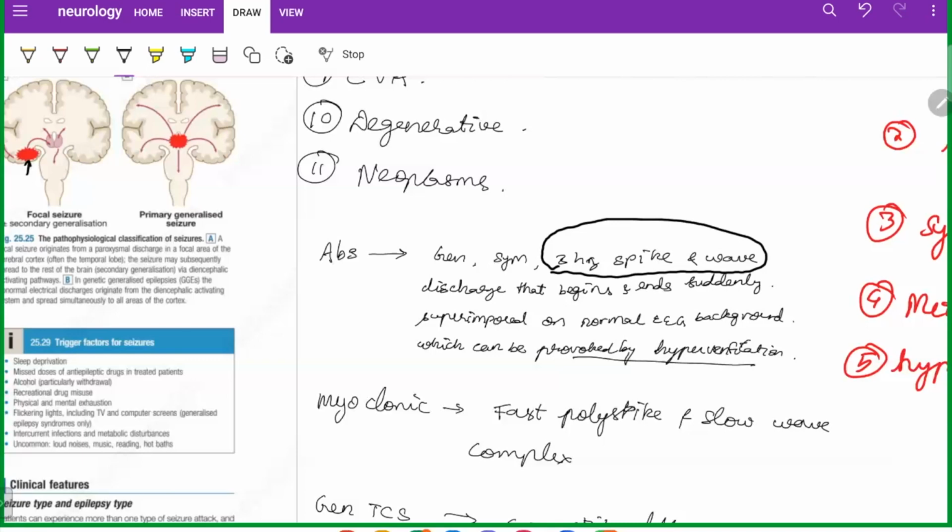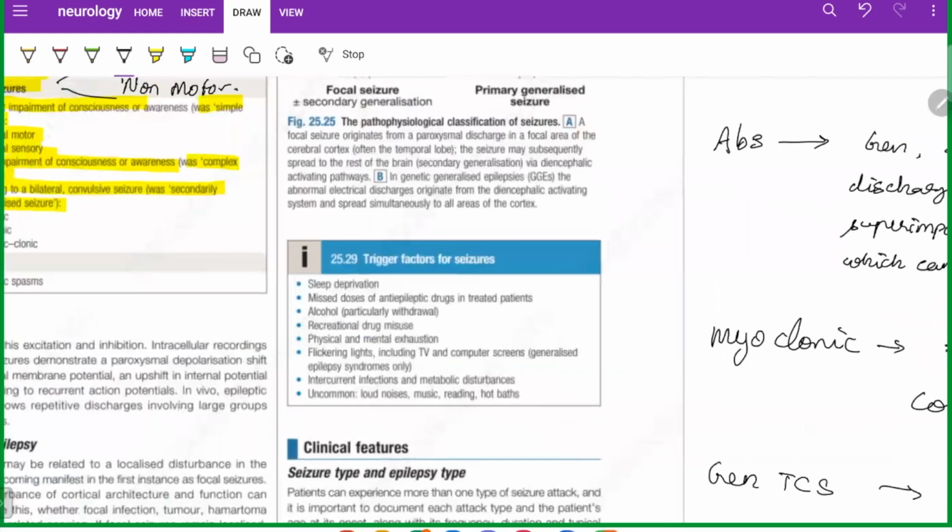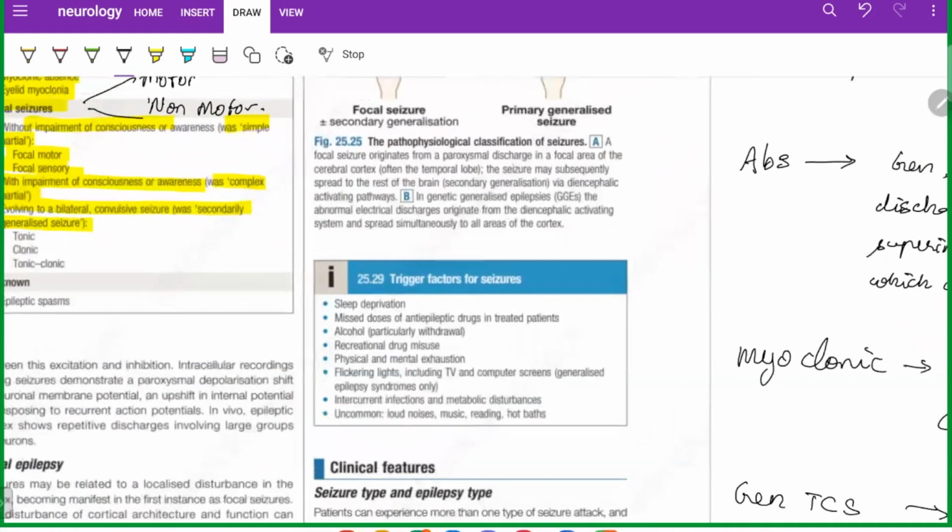ஸோ நீங்க ஒரு ப்ரொவோக் பண்ணீங்கன்னு வச்சுக்கோங்க, ஹைப்பர் வென்டிலேஷன். ஸோ ஹைப்பர் வென்டிலேஷன் வில் பி ப்ரொவோக்கிங் இட். ஸோ அந்த மாதிரி ப்ரொவோக் பண்றப்ப யூ கேன் ஃபைண்ட் தட் இன் EEG. ஸோ தட் இஸ் வெரி இம்பார்ட்டன்ட். தட் இஸ் வாட் இஸ் கோயிங் டு டிஃபரன்ஷியேட் யூ, ஐடென்டிஃபை யூ த absent seizures. Clear? Okay.